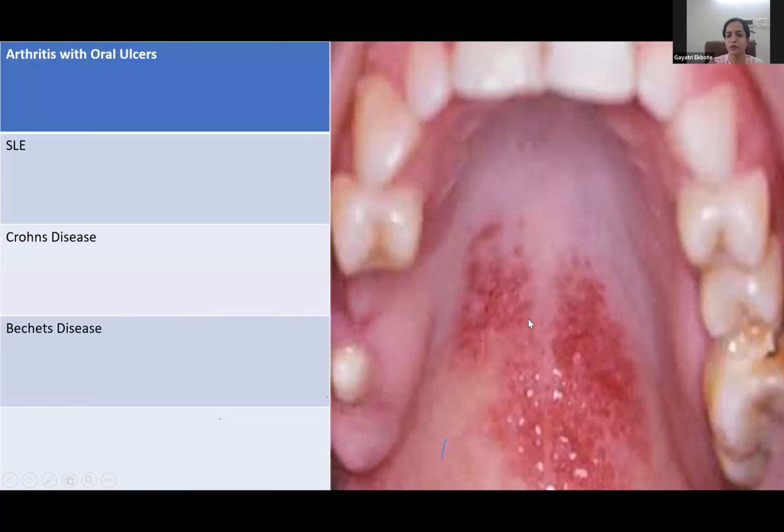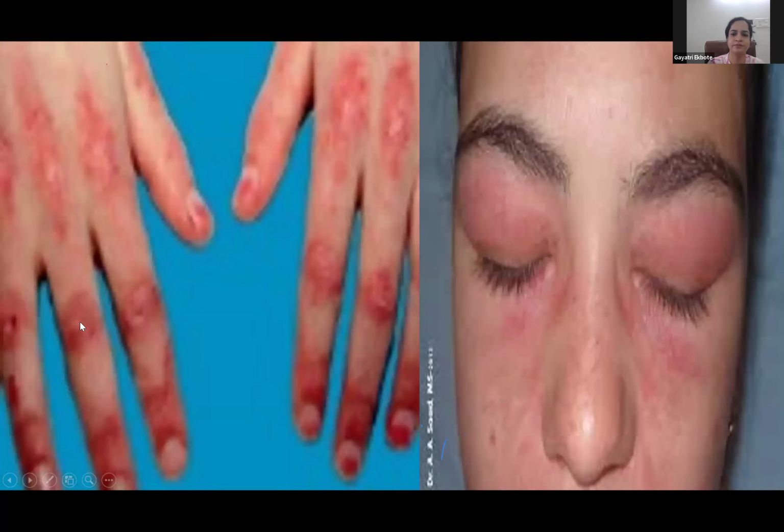So usually whenever you have CTD, the ulcers are not painful. That's why they are not noticed. So the common differentials of arthritis with oral ulcers are SLE, Crohn's, Behçet, etc. So as I told earlier, can you all tell me what is it?